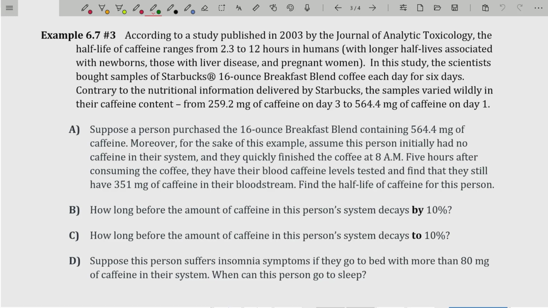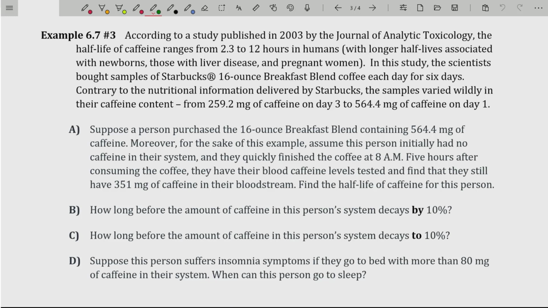Longer half-lives are associated with newborns, which you should never feed caffeine to a newborn, those with liver disease, and pregnant women. Actually, pregnant women, especially in their third trimester, can have half-lives up to 18 hours on caffeine, which means when they have a cup of coffee, half of that caffeine is still in their system by the time they go to bed. In this study, the scientists bought samples of Starbucks 16-ounce breakfast blend coffee each day for 6 days. Fun things that scientists get to do.